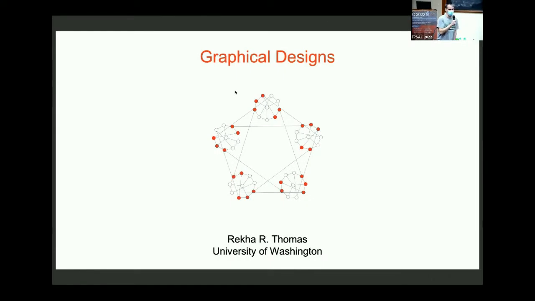So she got her PhD at Cornell, then after postdocs at Yale and in Berlin, she got her professorship at Texas A&M, and now she's a professor at the University of Washington. And she will tell us interesting things about graphical designs. So go ahead.